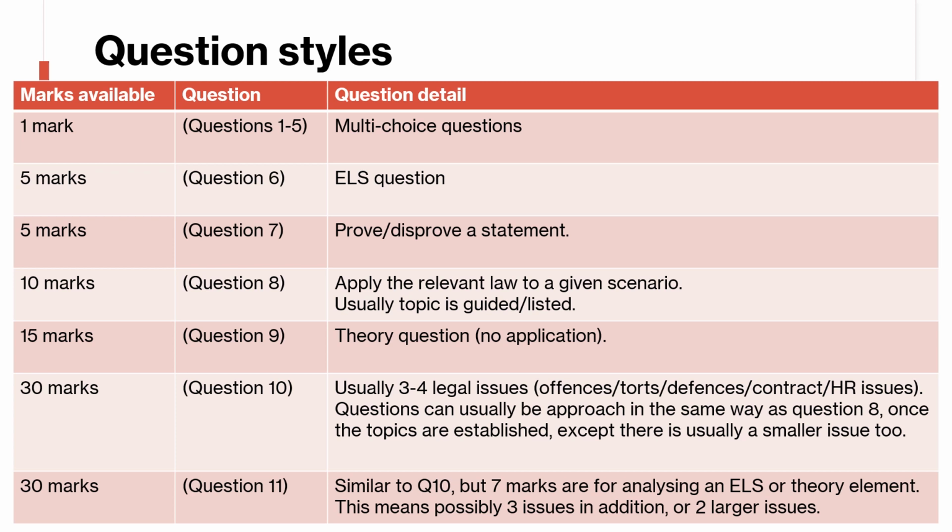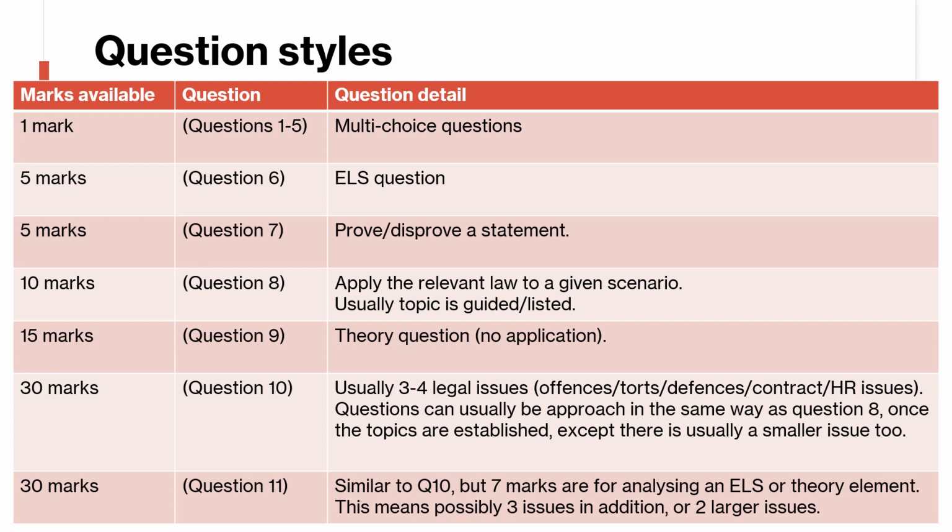Question 9 is worth 15 marks, and this is a theory question. Again, there's no application here, but there is a link and analysis to a theory and an area of the law, which is linked to the paper. But the difficult questions, arguably, are questions 10 and 11. Both are worth 30 marks, and the advice is always to start with these in the exam when you start writing out.